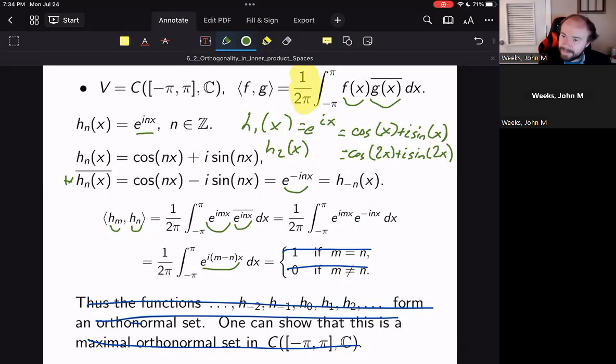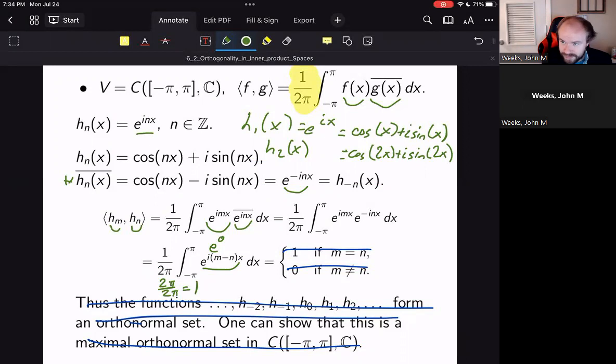And something interesting happens if m and n are equal. If m and n are equal, then this is equal to 0, which means I'm just integrating e to the 0. This is just 1. I'm integrating 1 over 2 pi times the integral from negative pi to pi of 1. Well, what is that going to give me? This is just going to become 2 pi over 2 pi. This is just going to become 1. You can see now why we added this particular scalar to our inner product for this space.